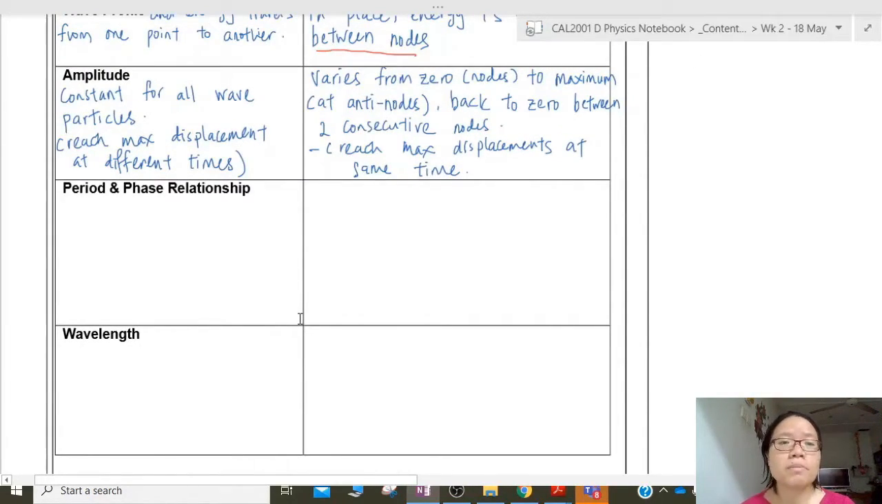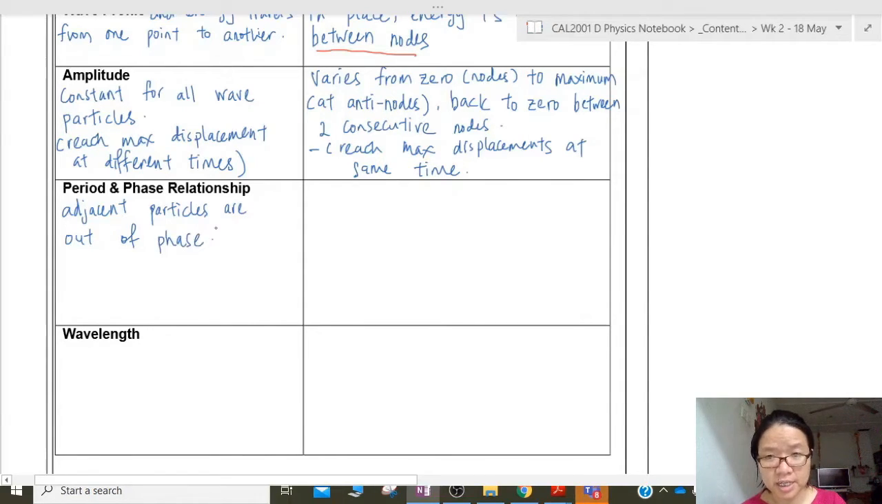What about period and phase relationship? If you consider a wave particle and its neighbor on a progressive wave, they never travel up and down at the same time. If I'm on a progressive wave, the next person that is traveling the same way as me, with the same phase relationship as me, is lambda away. Whereas for stationary wave, if you remember the black wave, they go up together, they come down together.